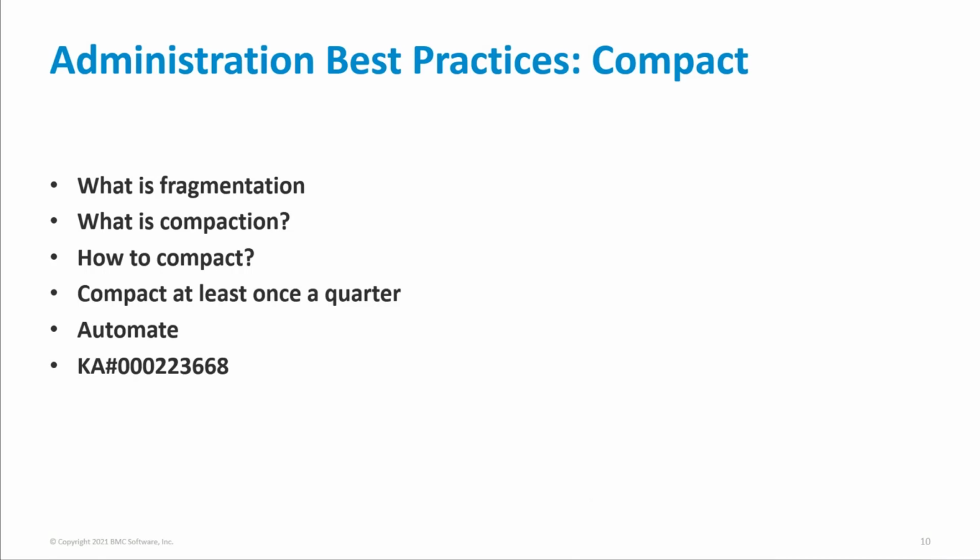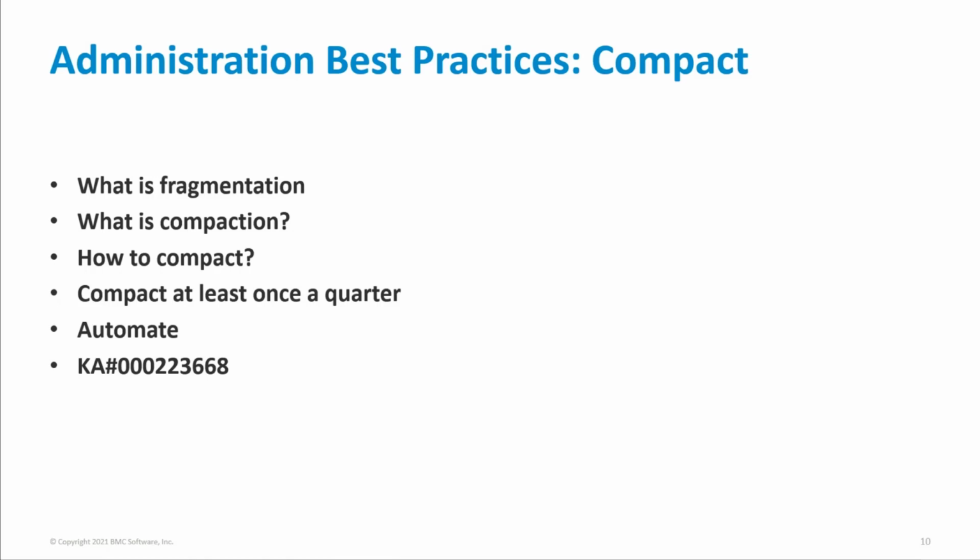Administration best practices: compact. What is fragmentation? This is about the way the data is structured in the Datastore files. This structure changes over time, so the files take up an unnecessarily large amount of disk space, and beyond a certain point, this can cause performance and health issues. What is compaction? This is a simple maintenance operation that removes the fragmentation. It reduces the Datastore size and the storage usage, and increases the performance.